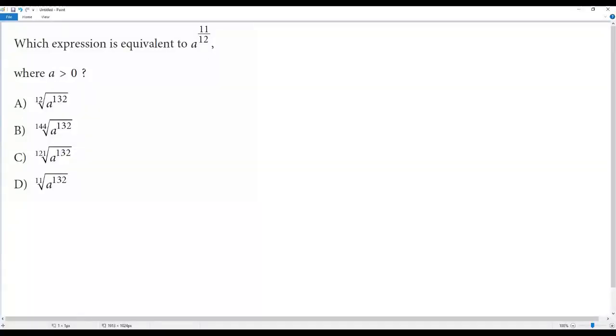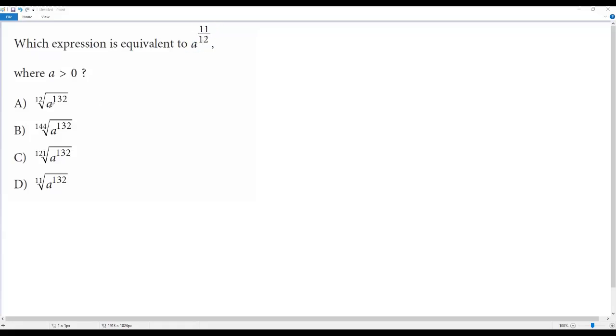Here we have a SAT math question. Okay, let's go to the question. Which expression is equivalent to a to the power 11 over 12, where a is greater than 0? Here the exponent of a is a fraction.